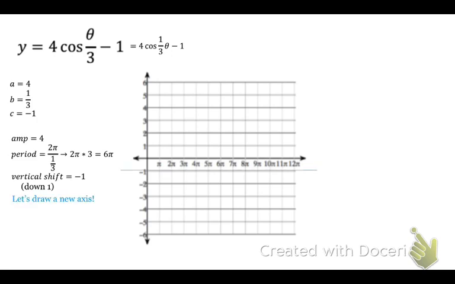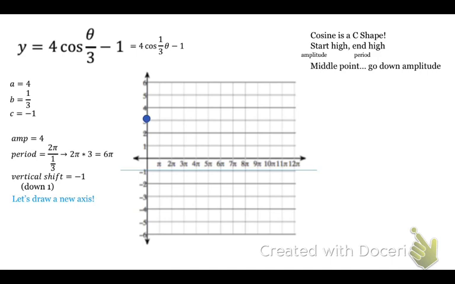We can just draw that new axis right there. And then remember, this is cosine, so start high, end high. We're going to start at 4. We go 4 from that new axis, so it's right there. We're ending at 6 pi, right there. Then go back to our axis and go down 4, so it's right there. And then this whole thing just repeats. And there is that graph.